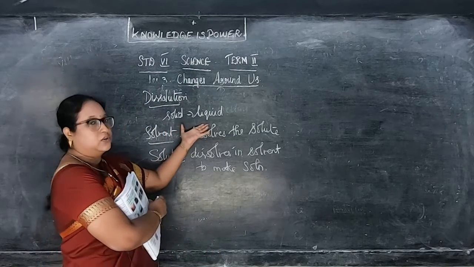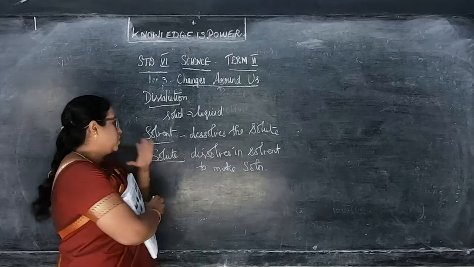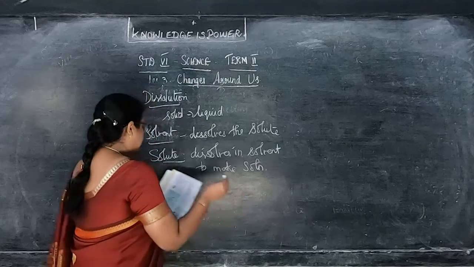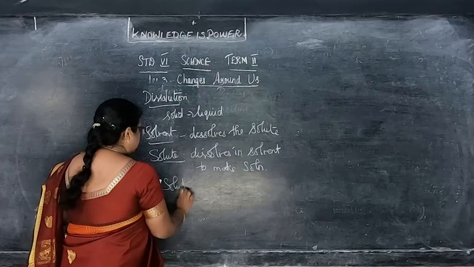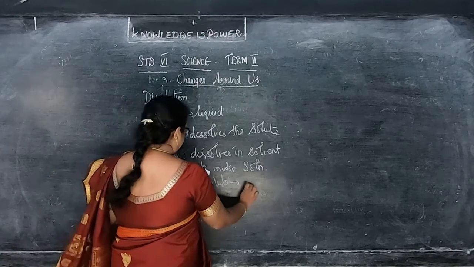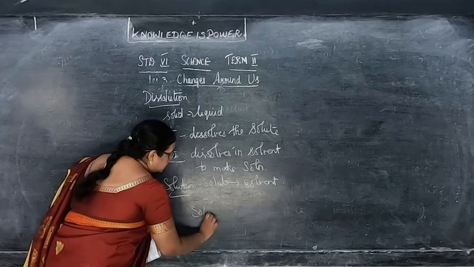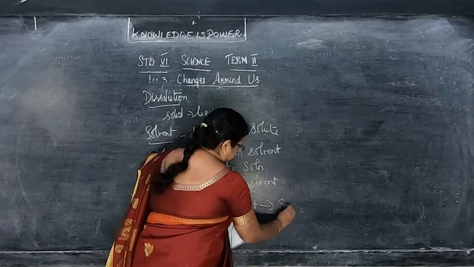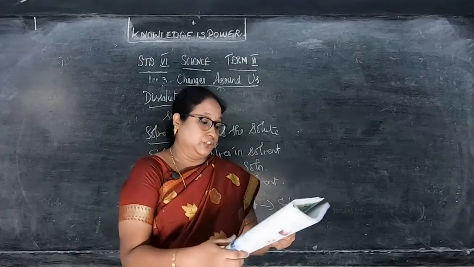Breaking of solid into a liquid is called dissolution. The substance that dissolves the solute is called the solvent, and the solute is what dissolves in the solvent to make a solution. So when solute is dissolved in a solvent it forms a solution. Now what is solution? Solute dissolves in solvent, it is called a solution. So solute plus solvent gives solution. Did you understand the solution? That is solute plus solvent gives you solution.